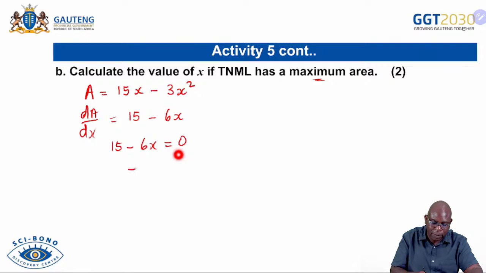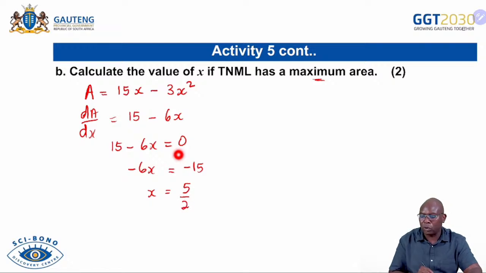And then from there, minus 6x equals negative 15. So x will be equal to 5 over 2. So that is our value of x. That one was quite an easy one. Differentiation, and then from there you get to the final answer.